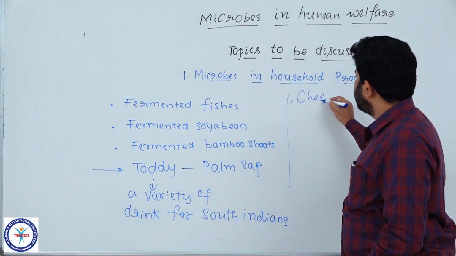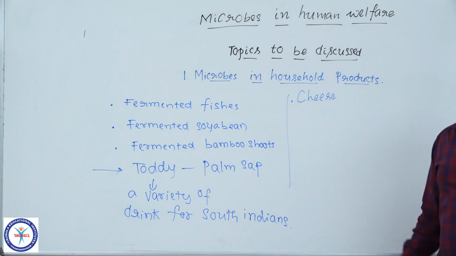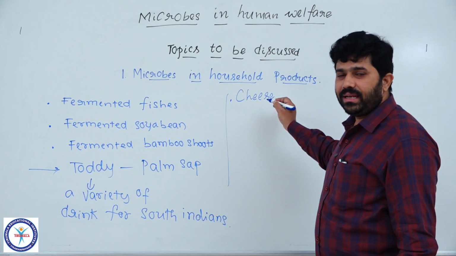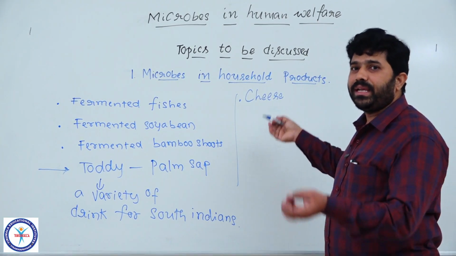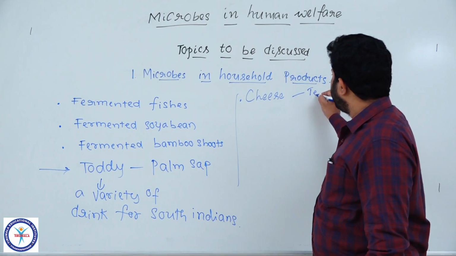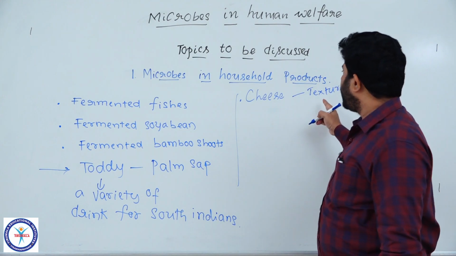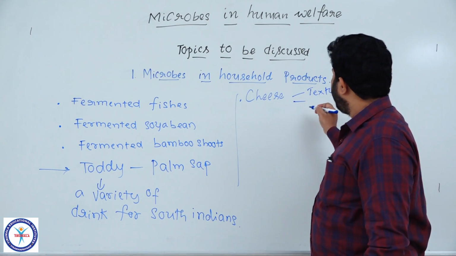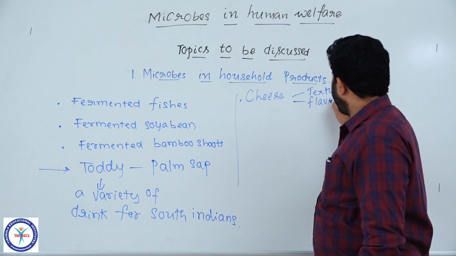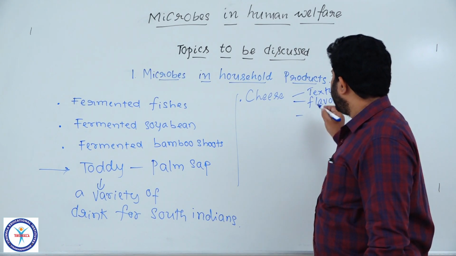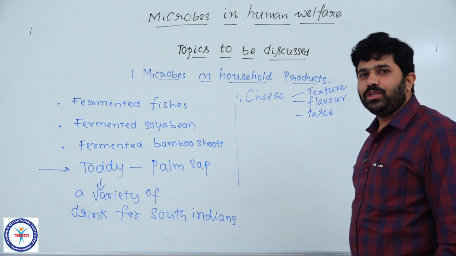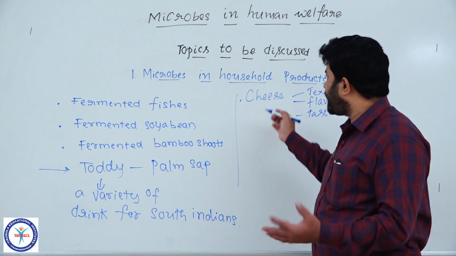You know what is cheese? I think many people have very much interest in taking cheese. Yes, right? Based on their characteristic features, we take cheese with much interest. Especially for texture, we want good texture, and also good flavor. We want good taste. So all these are the main important characteristic features which distinguish the different kinds of cheese.